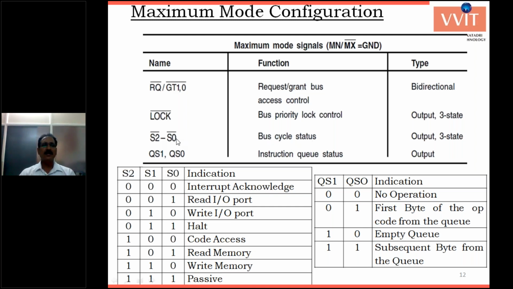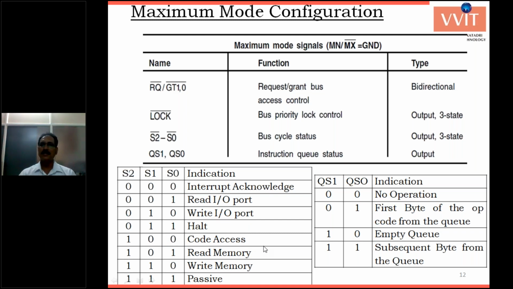Next, the bus cycle status S0 bar, S1 bar, S2 bar. Based on this, the 8288 generates the control signals. 0, 0, 0 is interrupt acknowledge. In minimum mode, there are direct pins. In maximum mode, based on S0, S1, S2, the 8288 generates the interrupt acknowledge. 0, 0, 1 is read IO ports. 0, 1, 0 is write IO ports. 0, 1, 1 is halt, there is no function.